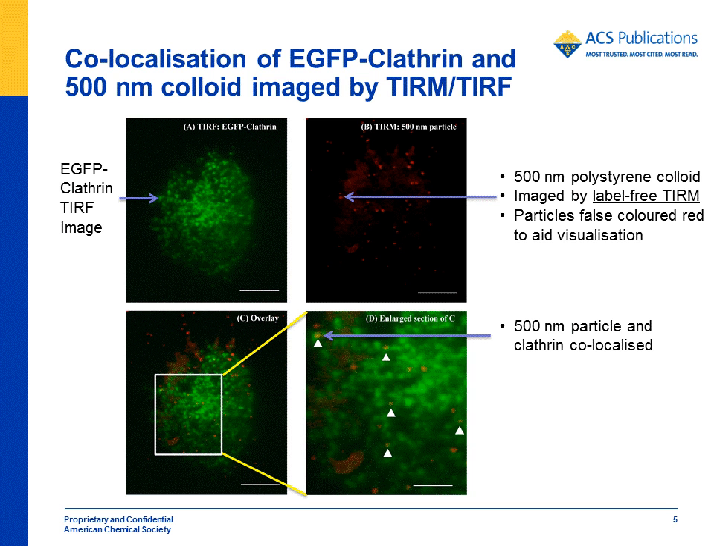On panel A of this image, we show a 3T3 cell expressing EGFP-Clathrin, which was taken using the TIRF channel of our microscope. In panel B, label-free TIRM was used to image 500 nanometer diameter colloids. Overlaid images are presented in panel C, and a magnified section of this image is shown in panel D. The co-localisation of EGFP-Clathrin with the 500 nanometer colloid is represented by the presence of yellow puncta in the overlaid image. Image analysis reveals that there were a total of 35 colloidal particles adhered to the polylysine-coated surface. 37% of these particles are co-localized with EGFP-Clathrin.